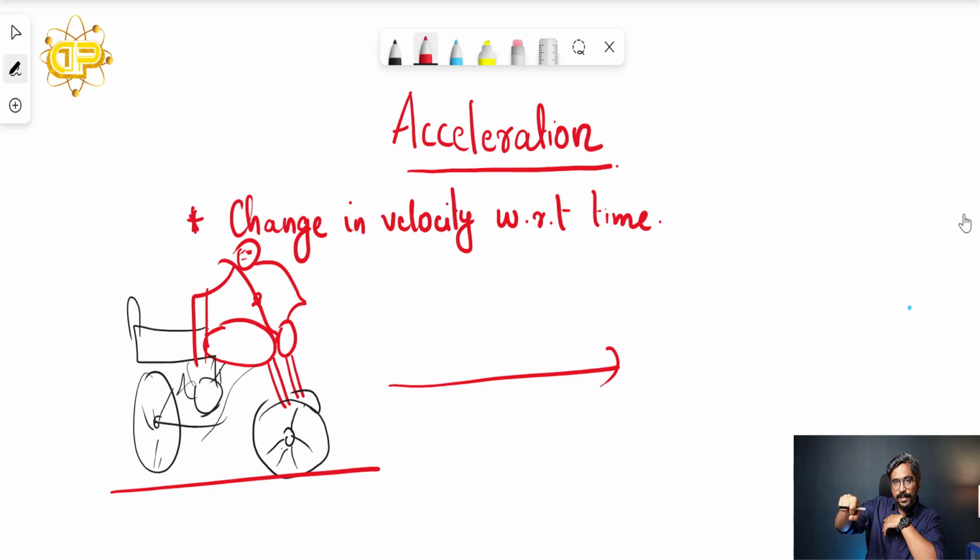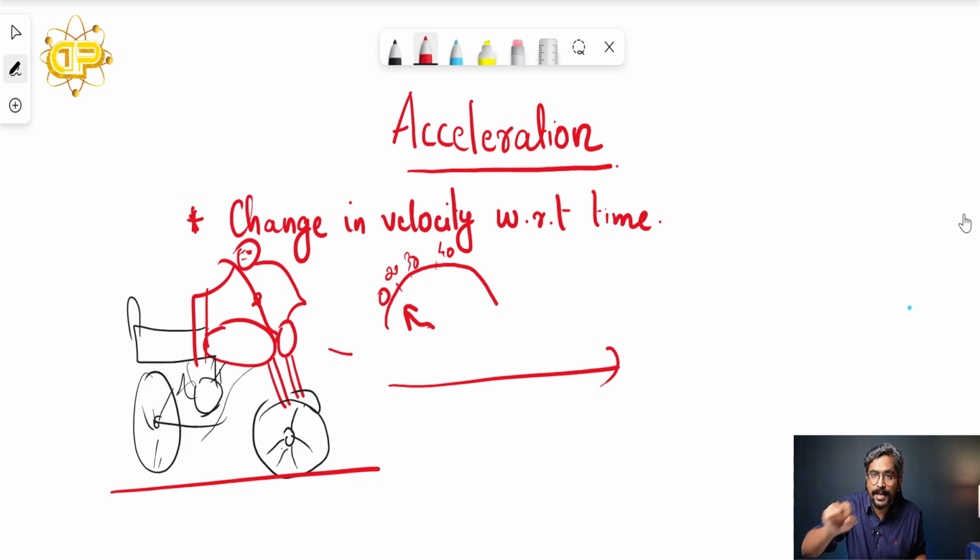So if you just give an acceleration, or if you just turn that accelerator, you can see that the speed of bike is changing, or the velocity of bike is changing. Once I start the bike and start riding, if I observe the speedometer, you can see a needle is there. First it will be 0, then 10, 20, 30, 40, like that.